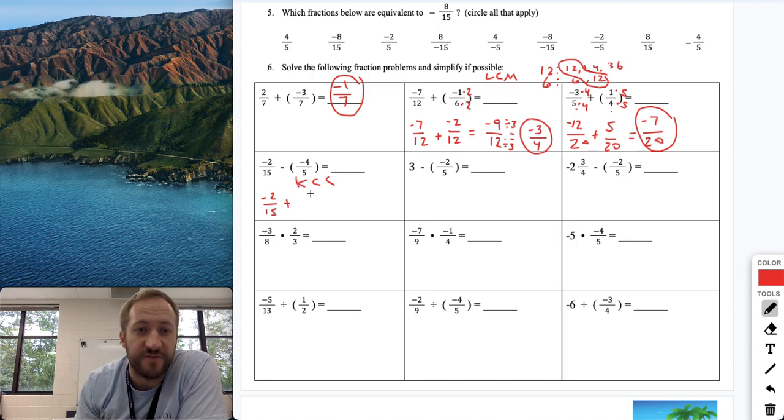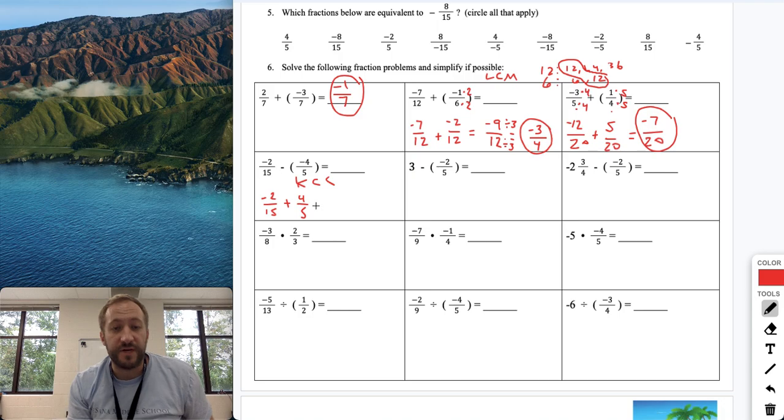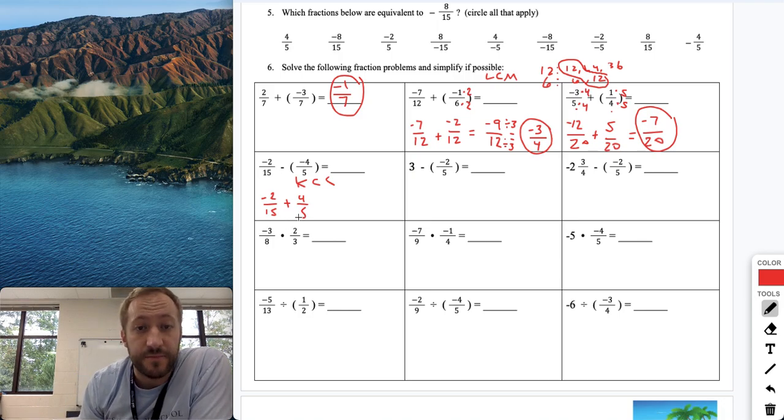I'm going to change the sign of the following number. So instead of -4/5, it's going to be +4/5. So look, I keep the first number the same and I add the opposite. I'm adding the inverse of that number. So looking through this, are my denominators the same? Nope. So I got to make them the same.